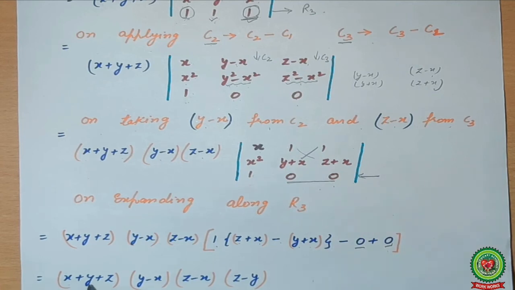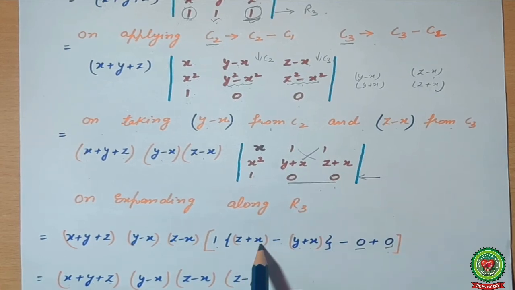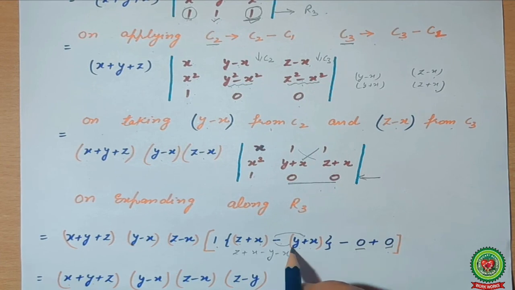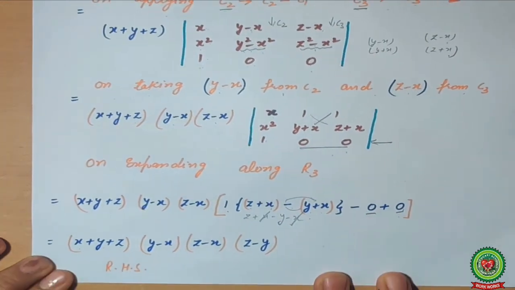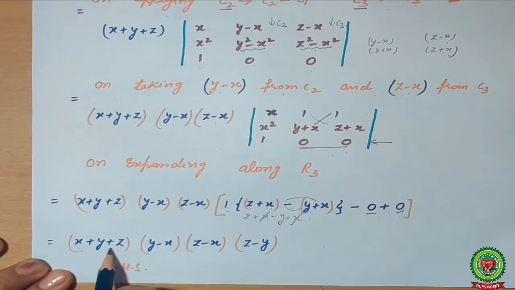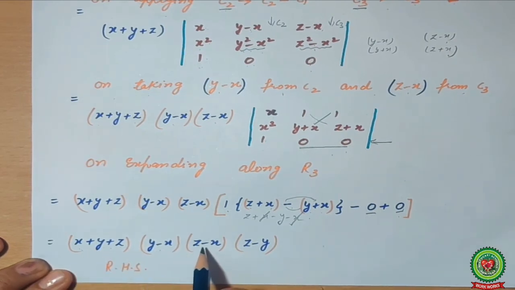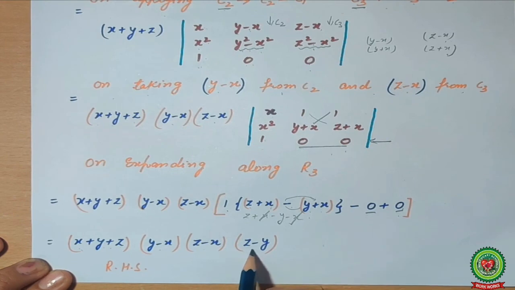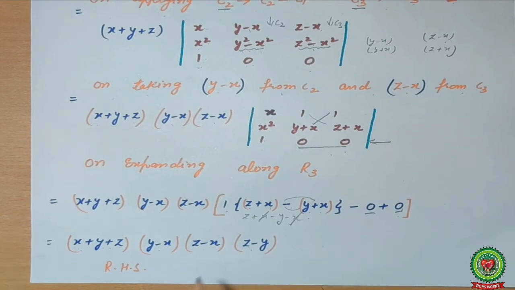Okay, so x plus y plus z is there. When we do the arrow method, this negative sign will change the internal sign, z plus x minus y minus x. Now x and x will cancel. You are having the parts there, x plus y plus z, y minus x, z minus x, z minus y. This is our required right hand side.